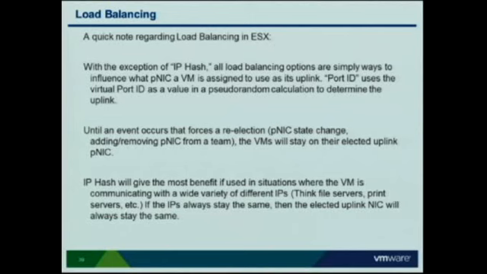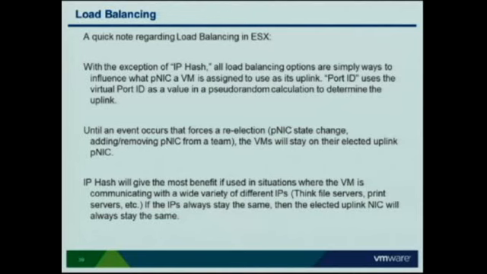With the exception of IP hash, all of your load balancing options are simply ways to influence what physical NIC a VM is assigned to use as its uplink. Port ID uses the virtual port ID as a value in a pseudo-random calculation to determine that uplink. And until an event occurs that forces a re-election, like a physical NIC state change, adding or removing a physical NIC from a team, those VMs will stay on their elected uplink. They will not move.